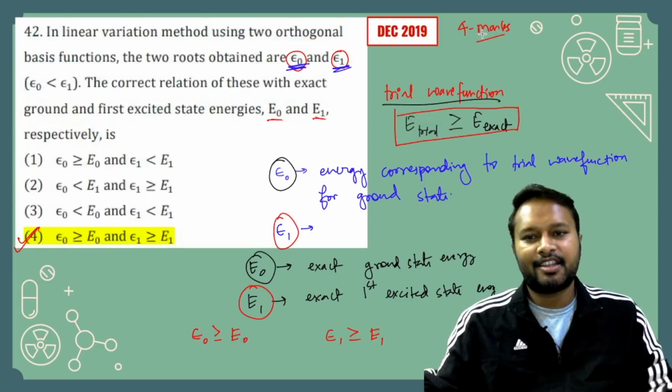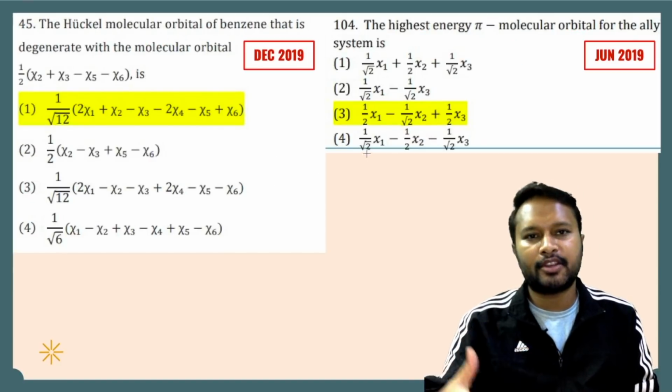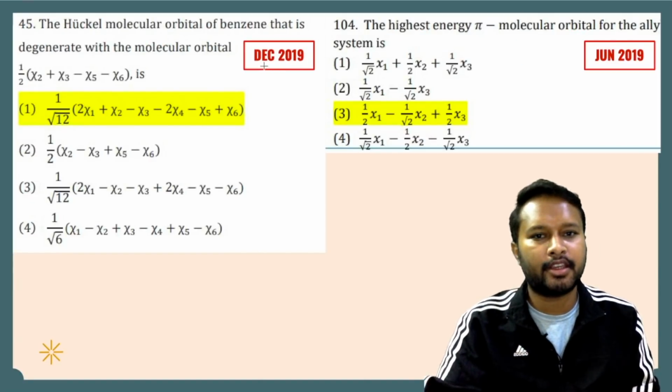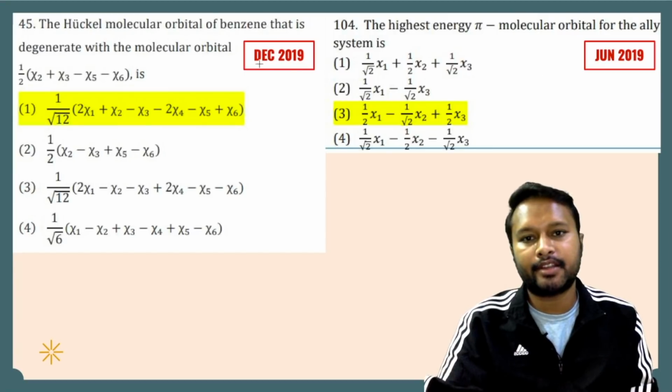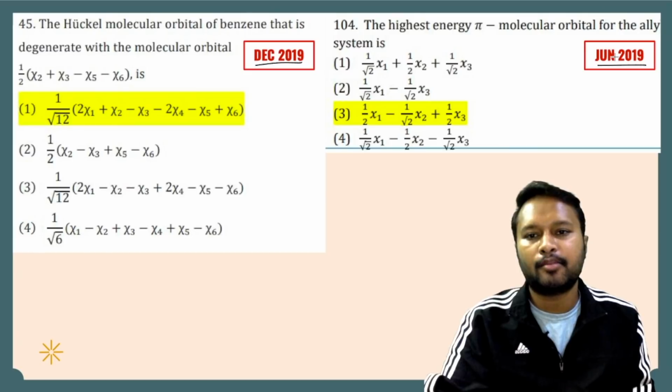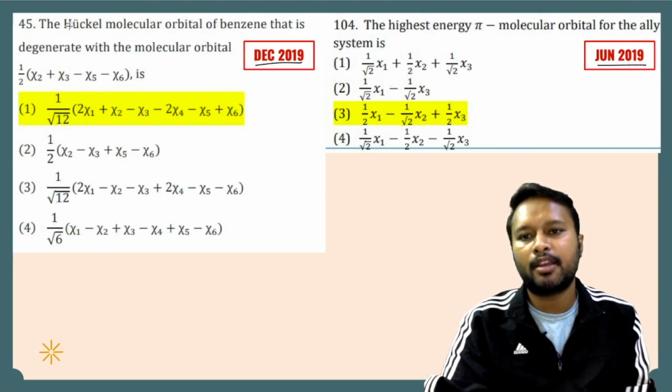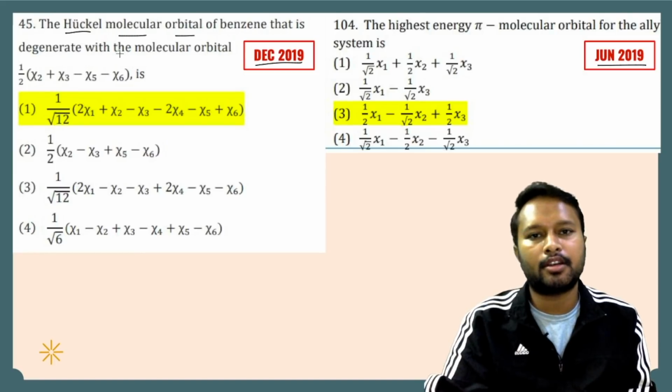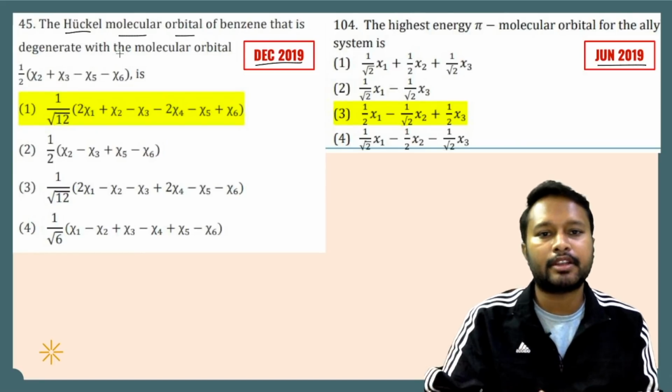Alright guys, let's take the next one then. Let's look at this particular question. There are two questions again. One was asked in CSIR December 2019, the other in CSIR June 2019. Both were 4 marker questions and both were asked from the same concept, that is the Huckel molecular orbital diagram or Huckel molecular orbital.